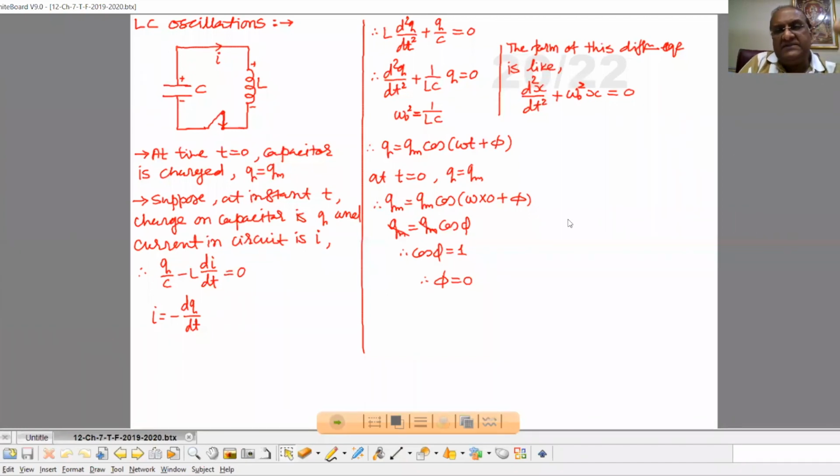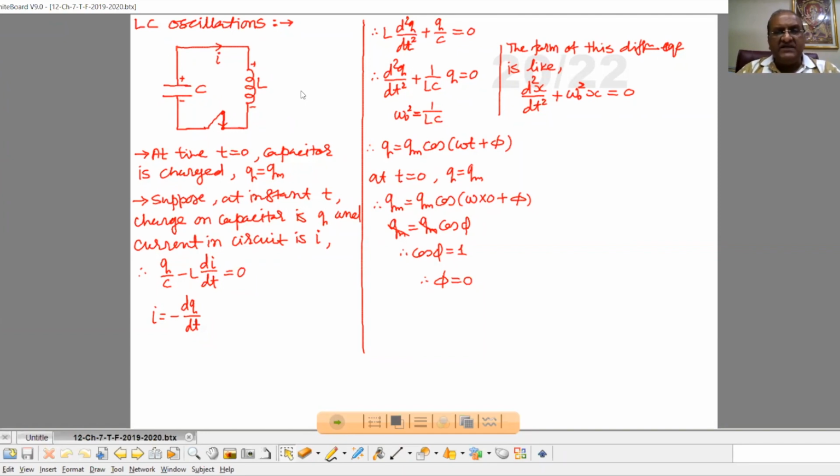Now next topic, that is LC oscillations. Suppose we have a capacitor and inductor, and suppose the capacitor and inductor are connected with each other as shown in this circuit through a key. Initially the key is open, and at time t equal to 0, suppose the capacitor is fully charged.